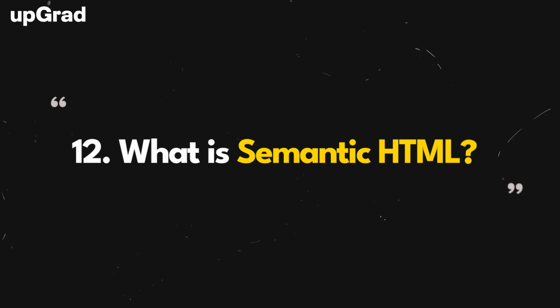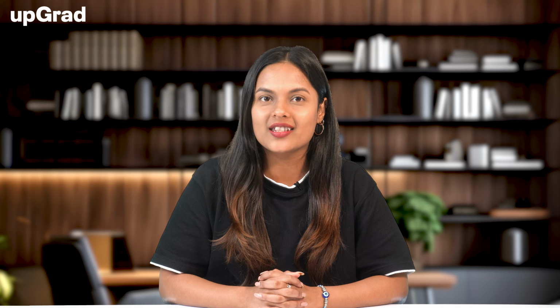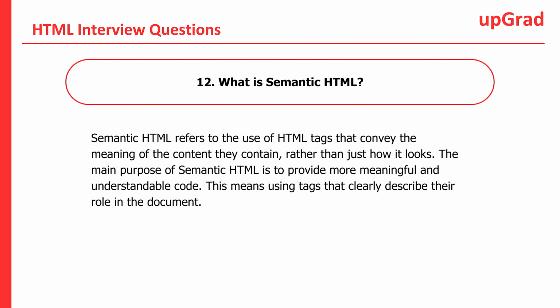Question number 12. What is semantic HTML? Well, it's a fascinating concept that fundamentally changes how we structure web content. Semantic HTML refers to the use of HTML tags that convey the meaning of the content they contain, rather than just how it looks. The main purpose of semantic HTML is to provide more meaningful and understandable code. This means using tags that clearly describe their role in the document.